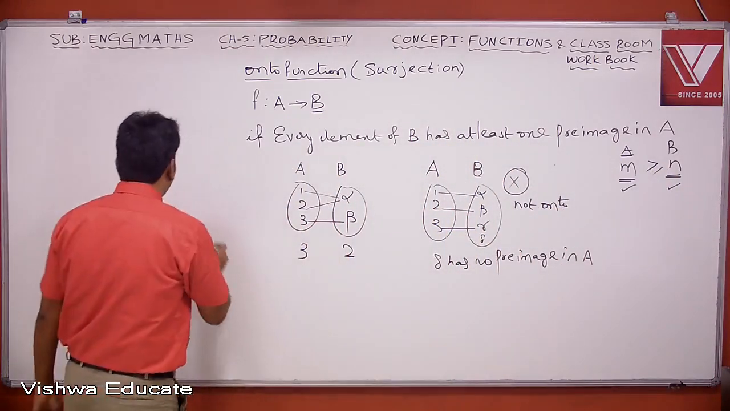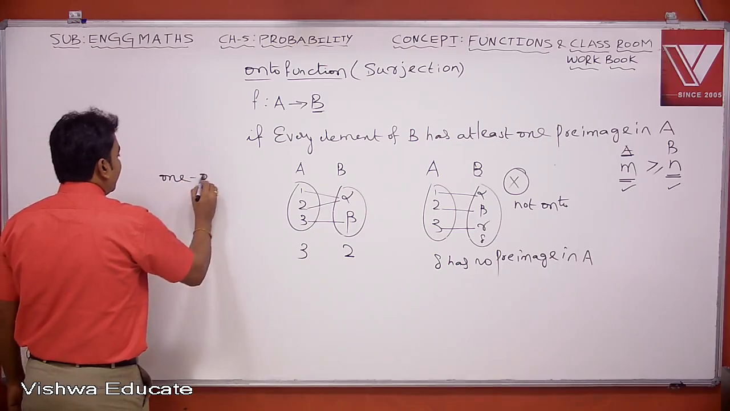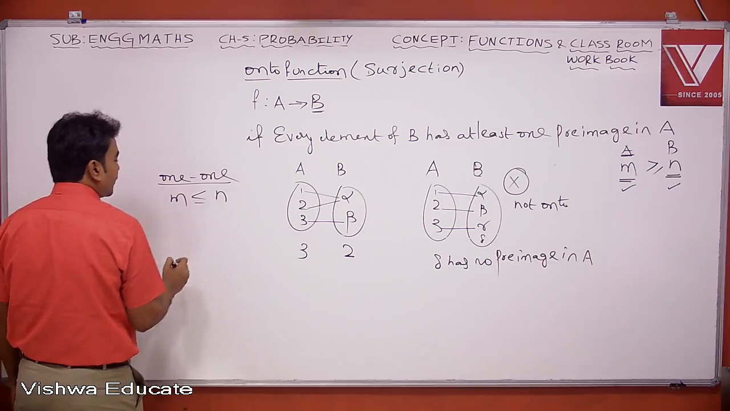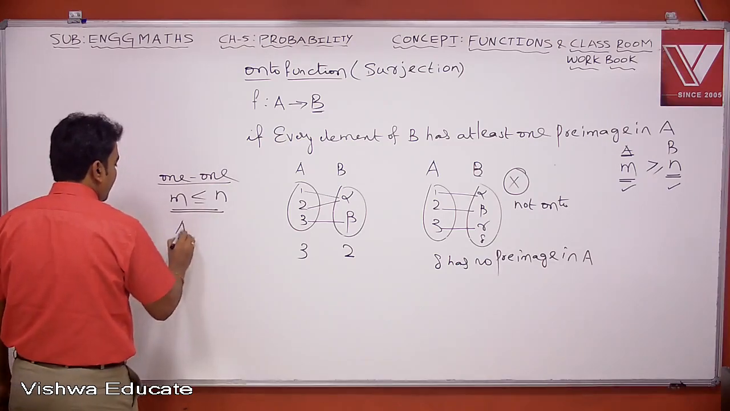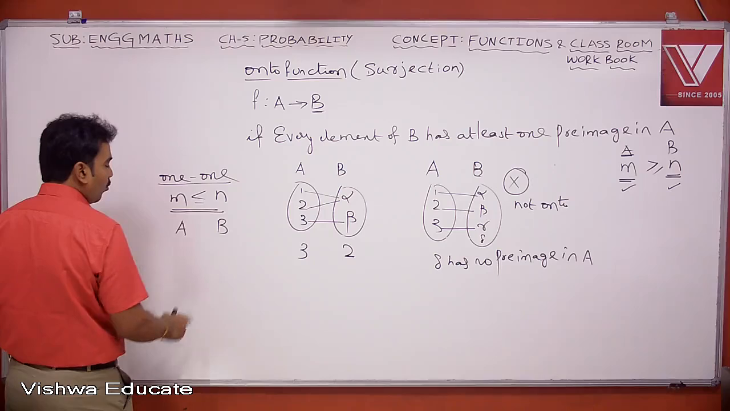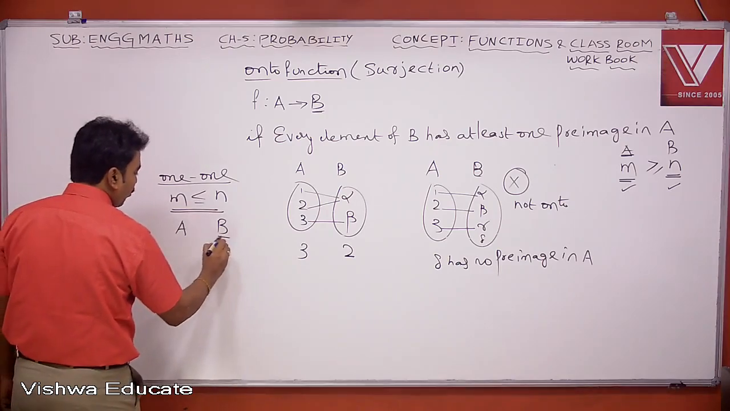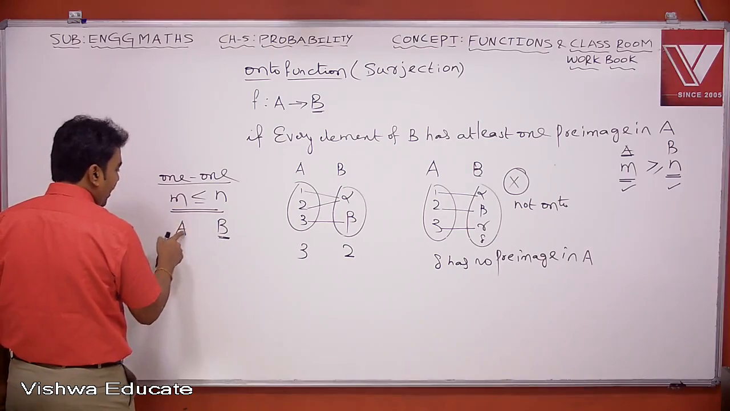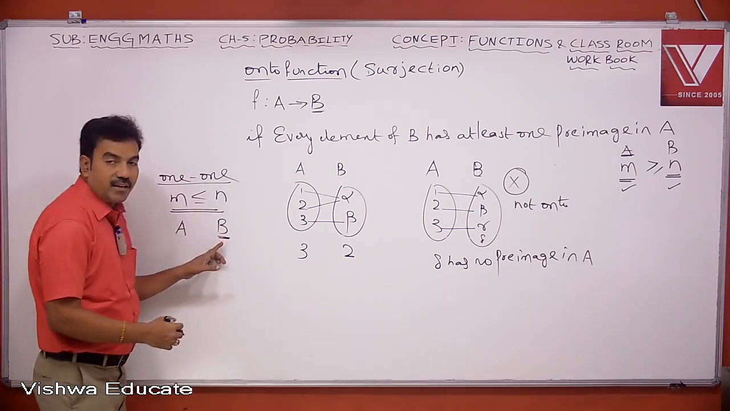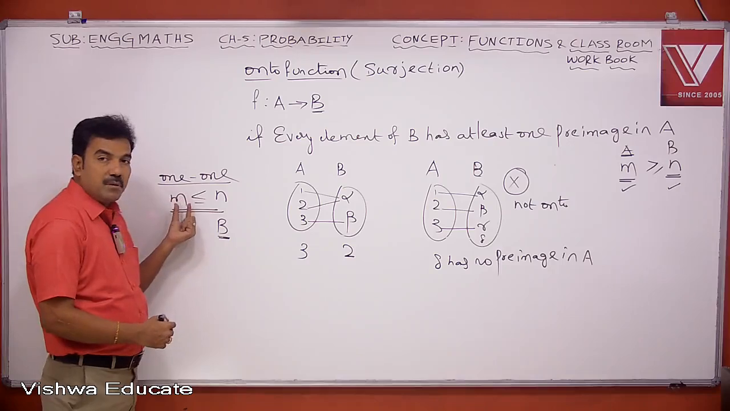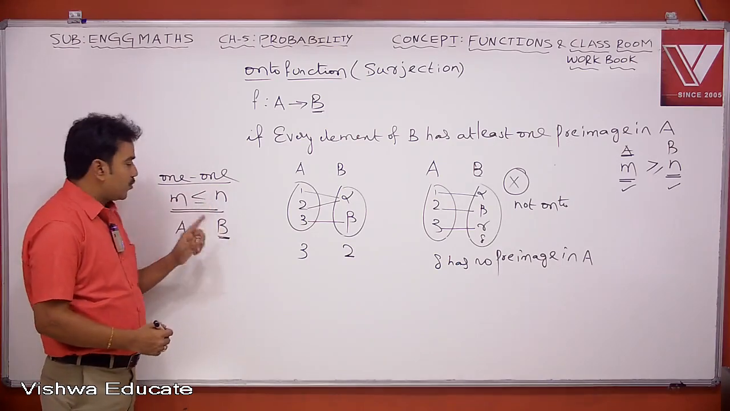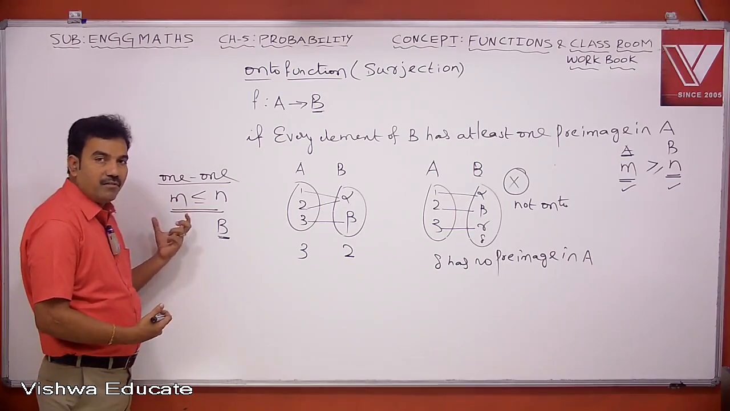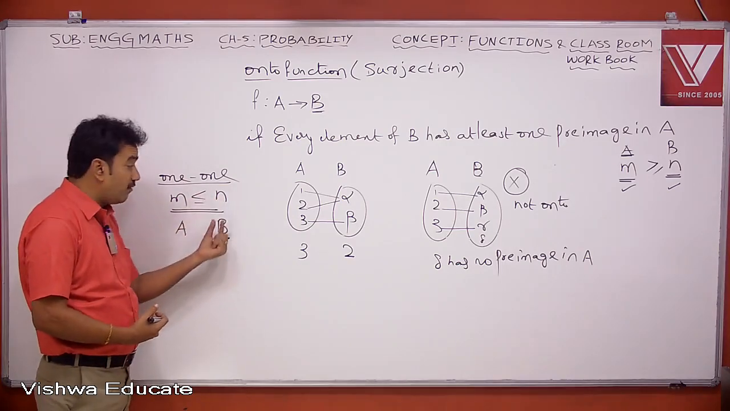But in case of 1-1 function, the number of elements in the first set must be less than or equal to number of elements in the second set. A is the domain set and B is the codomain set. If you want to construct 1-1 function, the number of elements in A must be less than or equal to B. Why is it so? Because M elements can be mapped to different M elements. So if I have 5 elements, to get 5 different images for these 5 elements, I must have minimum 5 elements in the second set.